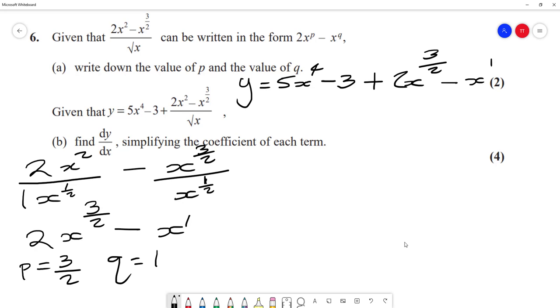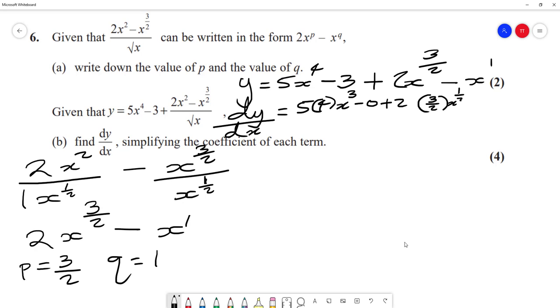So when we differentiate this, we're going to get dy by dx equals, keep 5 as it is, bring the 4 down, we get an x, reduce 4 by 1, so you get 3. Minus 3 is a constant, so we can just differentiate that to 0. Then keep the 2 as it is, bring 3 over 2 down, x. 3 over 2 minus 1 is simply a half. And then this is important, bring the 1 down, x, 1 minus 1.